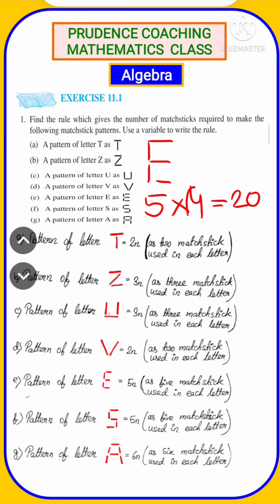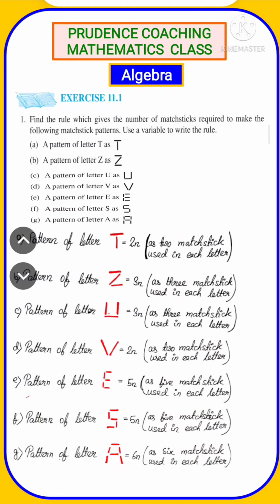If we make 4 E's, 5 into 4, 20 mastics will be required. But we don't know how many E's are made. So this 4, 3, 2 means the number of times we are making E is not constant. We don't know the value, so we will assume a variable, that is n. So 5 into n, you will get 5n.